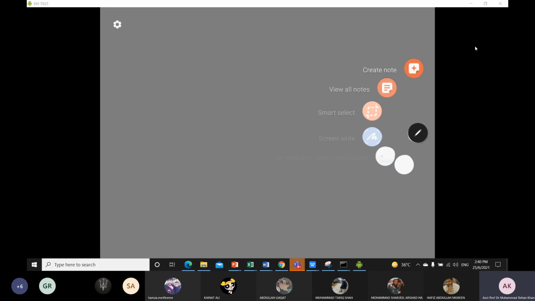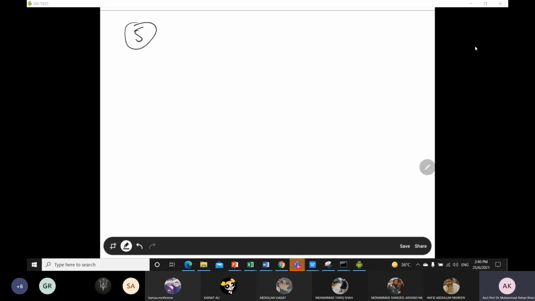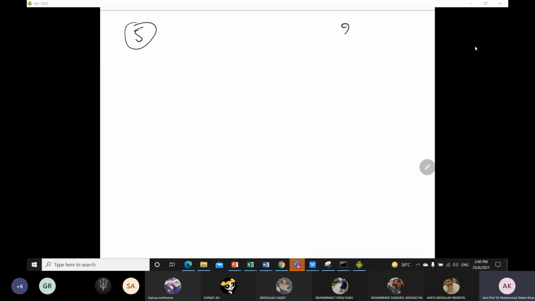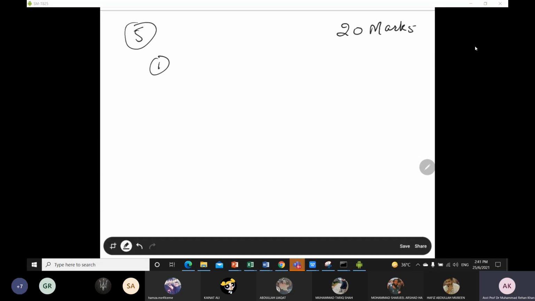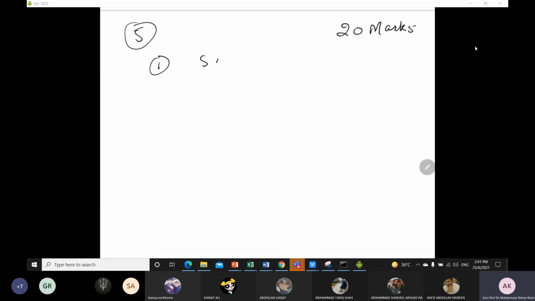Now coming to the paper pattern. The paper is basically very simple. You have a total of 5 questions in the paper, each carrying 20 marks. These are all questions which we already discussed in the lecture. One question is from steam turbine, and one question is from gas power cycle.